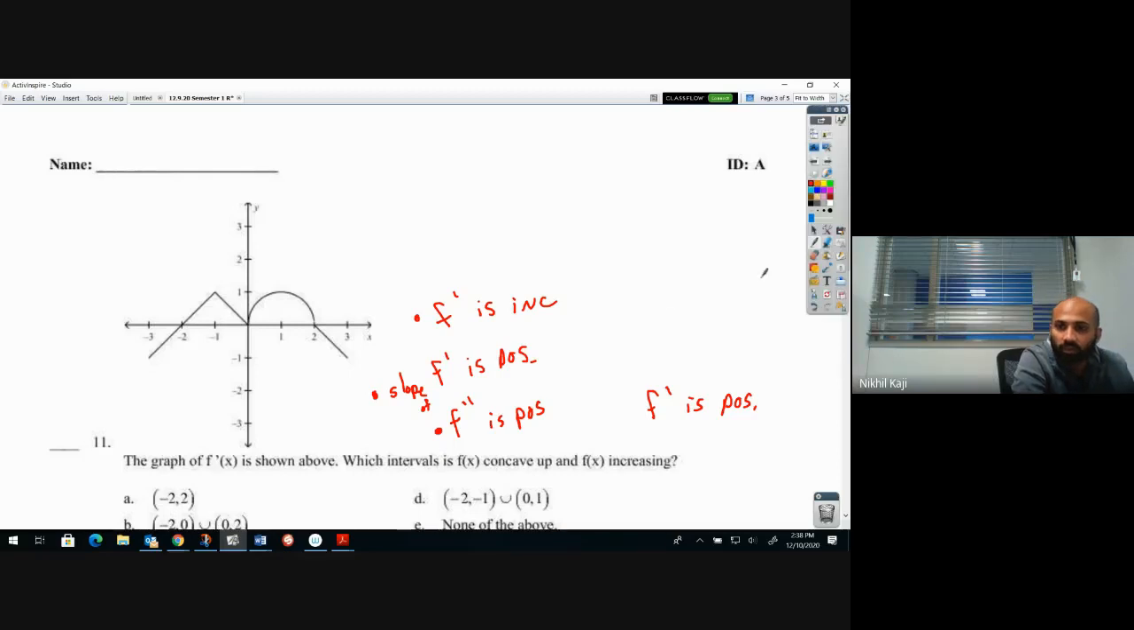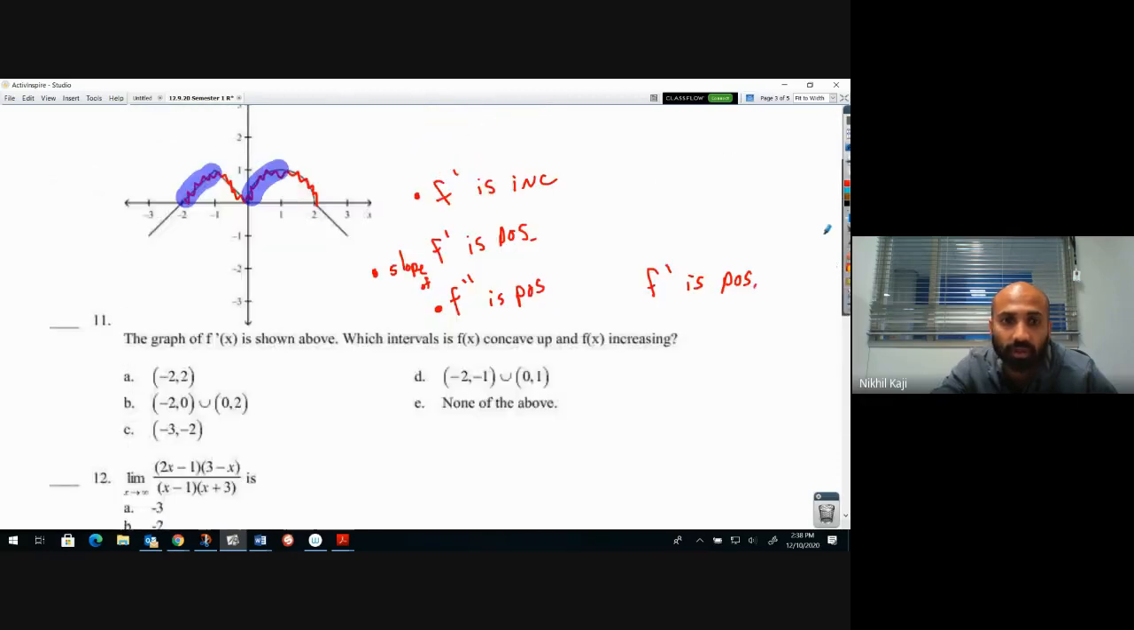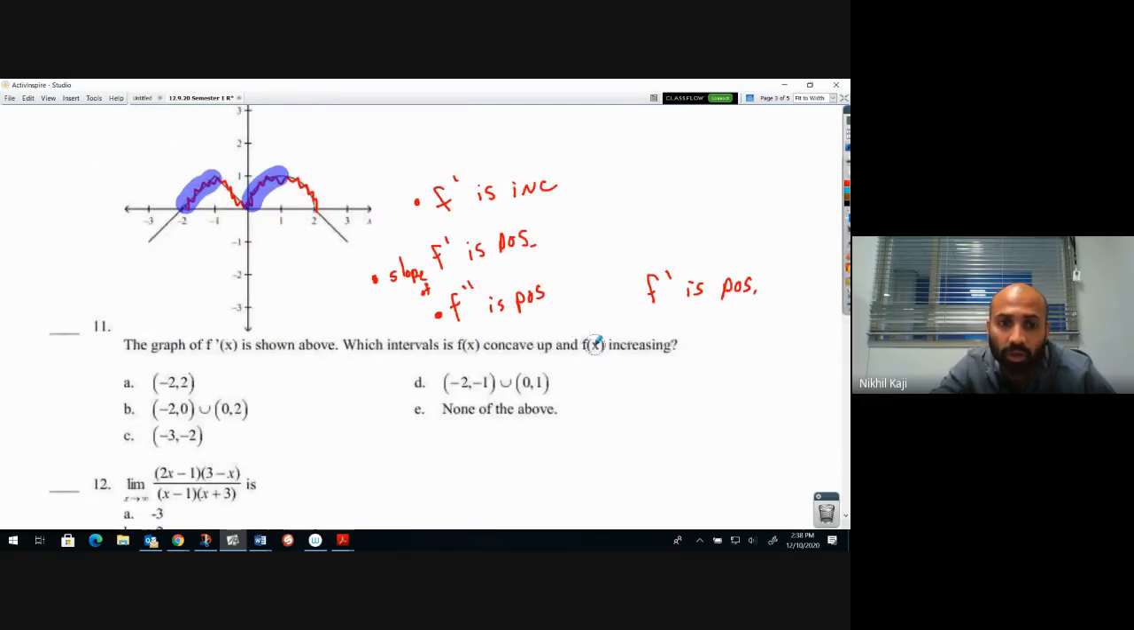So let's see. When f prime, this is f prime, remember, when it's positive, that's all this right here above the x-axis. But now we have to see when the slope of f prime is positive or when f prime is increasing. So that's when it's going up. It's going down, now it's going back up right there. All right, so now we can answer the question. From -2 to -1 and 0 to 1. That's D right here. Perfect.